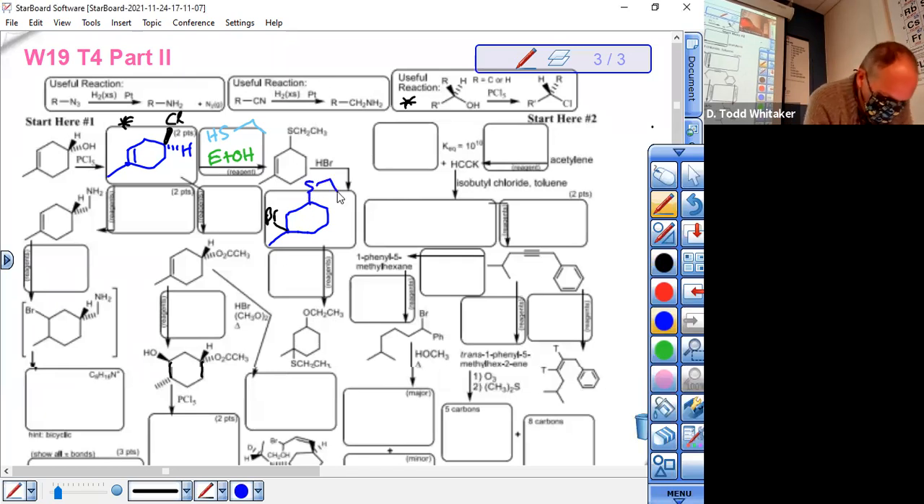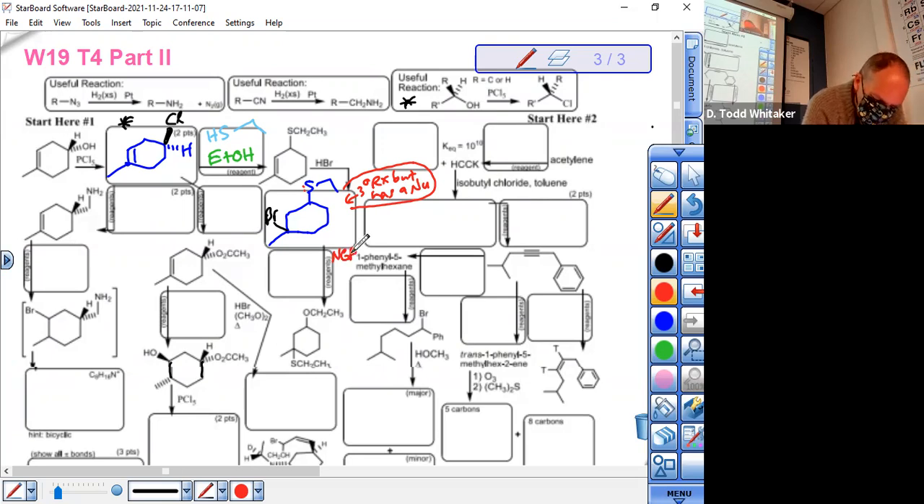Oh, I know what's going on now. This is a tertiary RX, but it has a new, what does that mean? Oh, NGP. Little note here. This got to be an NGP.